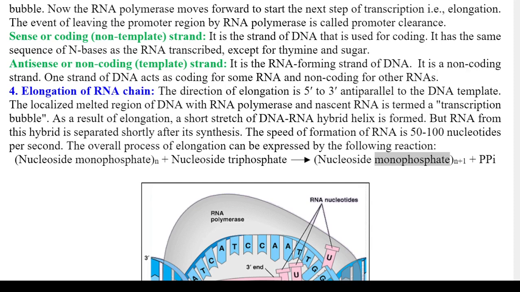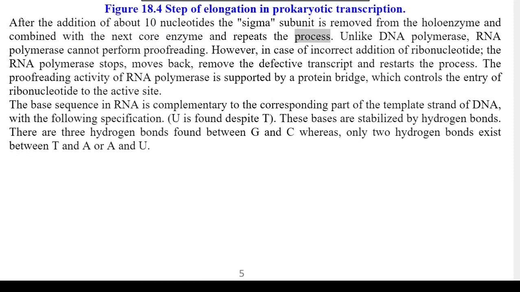Figure 18.4 Step of elongation in prokaryotic transcription. After the addition of about 10 nucleotides, the sigma subunit is removed from the holoenzyme and combined with the next core enzyme and repeats the process. Unlike DNA polymerase, RNA polymerase cannot perform proofreading. However, in case of incorrect addition of ribonucleotide, the RNA polymerase stops, moves back, removes the defective transcript and restarts the process. The proofreading activity of RNA polymerase is supported by a protein bridge, which controls the entry of ribonucleotide to the active site.